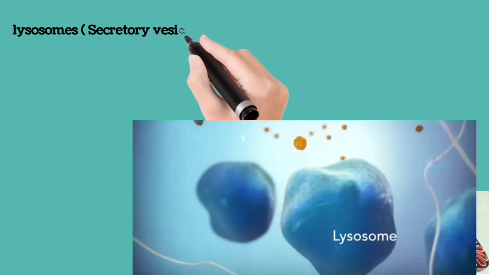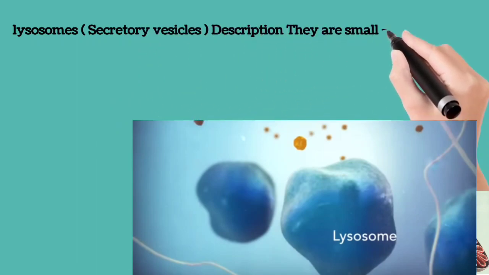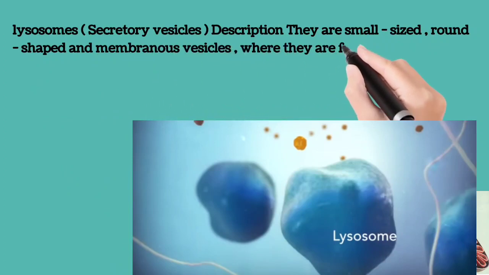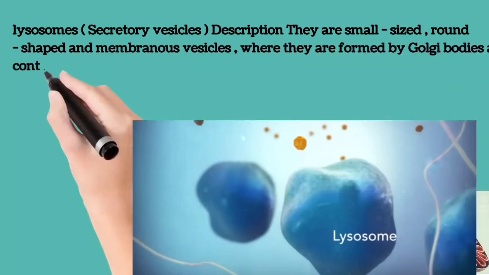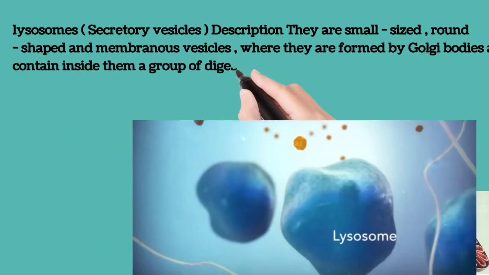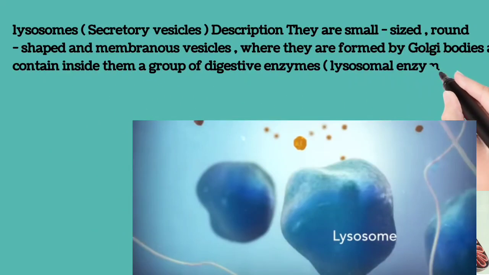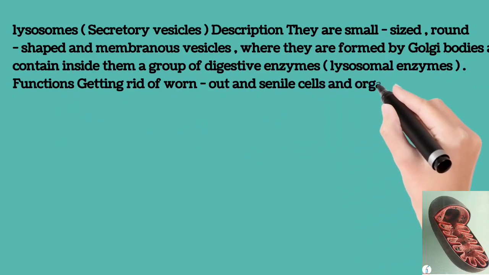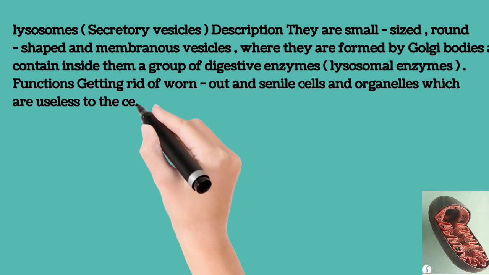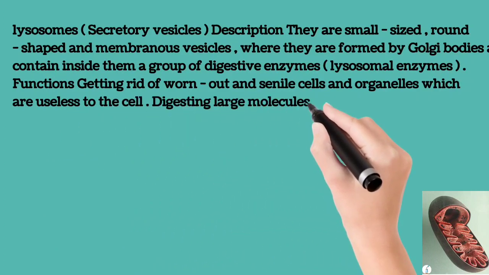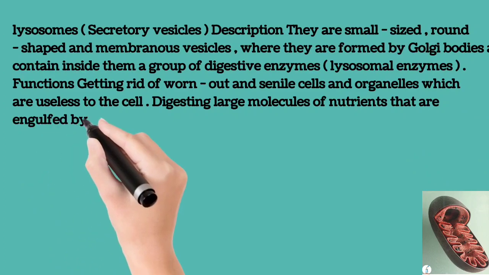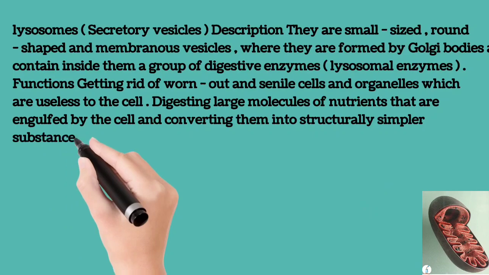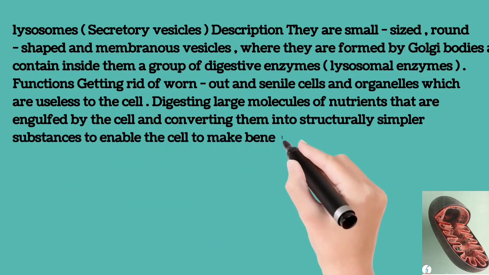Lysosomes, secretory vesicles. Description: they are small, round-shaped, membranous vesicles formed by Golgi bodies, and they contain inside them a group of digestive enzymes. Lysosomal enzymes. Functions: getting rid of worn out and senile cells and organelles which are useless to the cell. Digesting large molecules of nutrients that are engulfed by the cell and converting them into structurally simpler substances to enable the cell to make benefit from them.